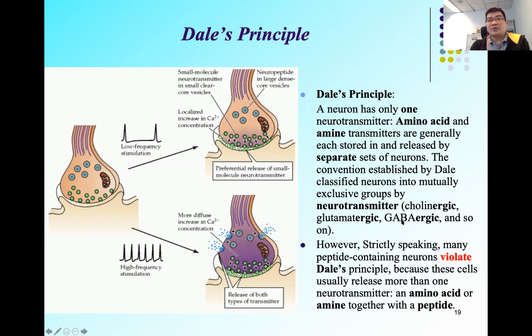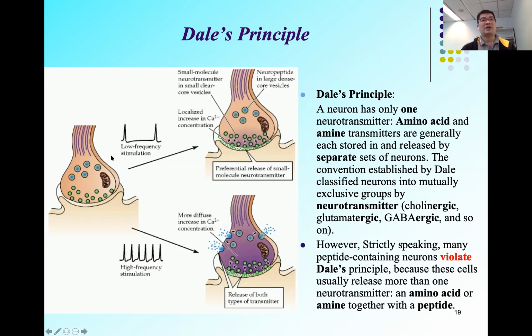However, later it was found that that's not quite true. Neurons actually use more than one neurotransmitter, where the other neurotransmitters are the peptide-containing neurotransmitters. Okay. So, for example, if you still remember from the beginning of the class, we talked about the vesicles. There are small synaptic vesicles that store the neurotransmitter, and there are large dense core granules that store the neuropeptides.